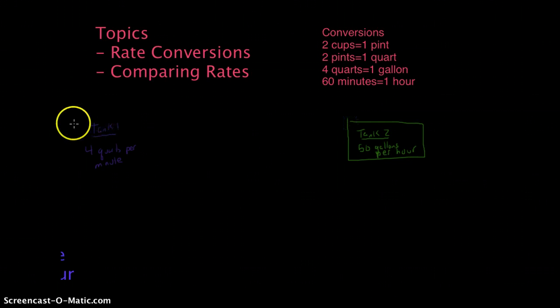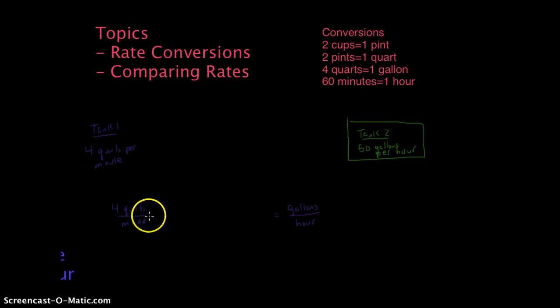But now we need to come over here and look at tank 1. Let's see what happens here. So I'm at 4 quarts per minute, and at the end of my conversions, to compare it to tank 2, I want to be over here in gallons per hour. So I want you to think for a second what my conversion is going to be if I want to convert my quarts into gallons.